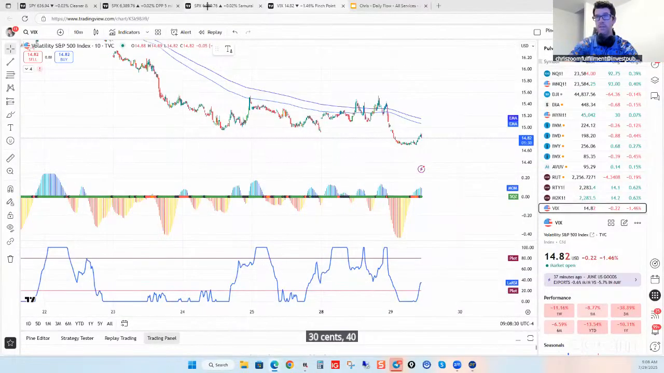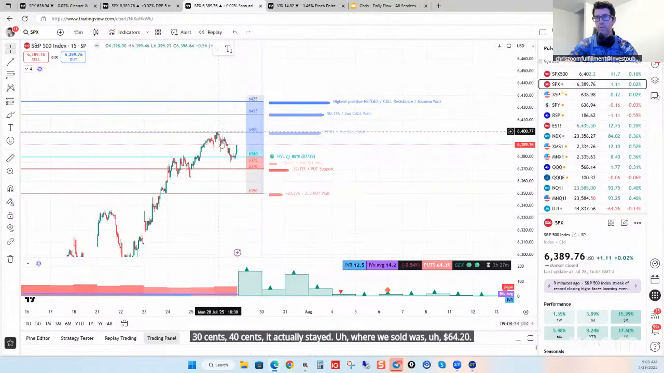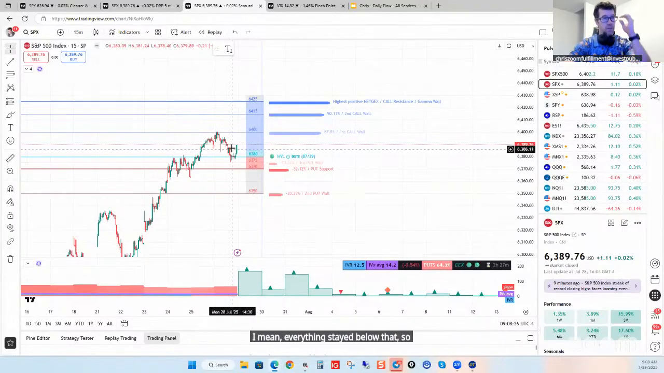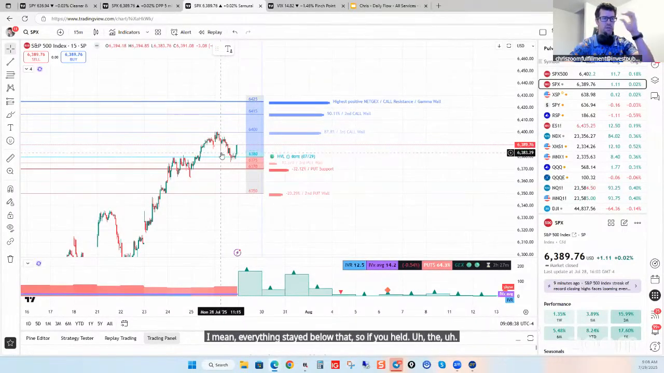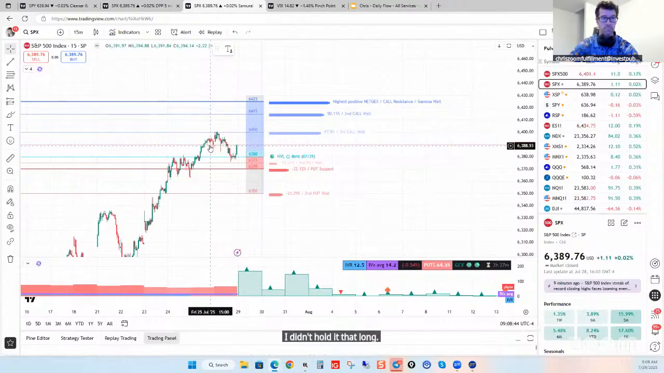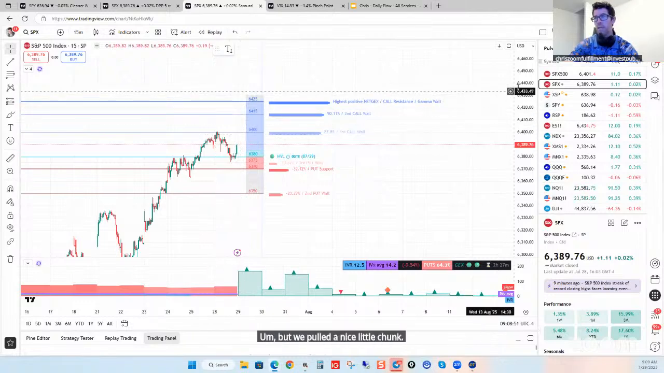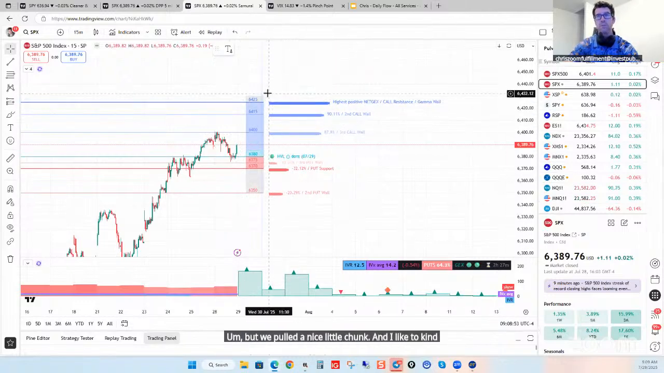It actually stayed where we sold, which was 64.20. I mean, everything stayed below that. So if you held the trade we took yesterday for daily profit play, that was a $1.45 credit per contract. I didn't hold it that long, maybe 5 minutes yesterday. It was crazy how fast that profit was. But we pulled a nice little chunk, and I like to do the same thing today.